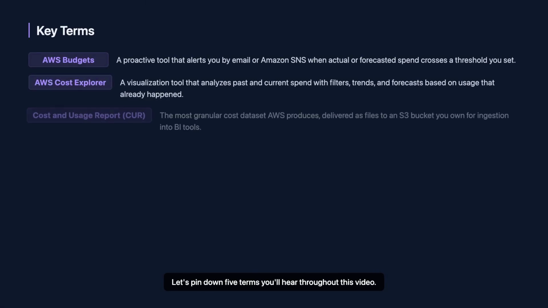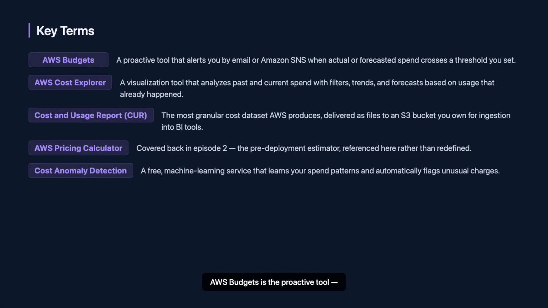Let's pin down 5 terms you'll hear throughout this video. Amazon Web Services Budgets is the proactive tool. It alerts you by email or SMS when spend crosses a threshold you set. Cost Explorer is the analysis tool. It visualizes spend that already happened, with filters and trends. The Cost and Usage Report, or CUR, is the most granular dataset Amazon Web Services produces, delivered to an S3 bucket you own. The pricing calculator we already covered back in episode 2, so we're just referencing it here, not redefining it. And cost anomaly detection uses machine learning to automatically flag spending that looks unusual.